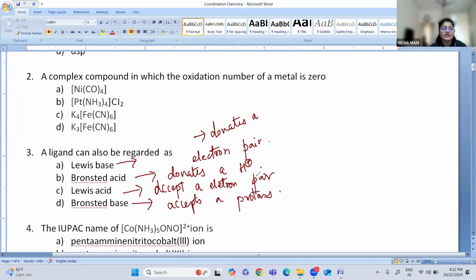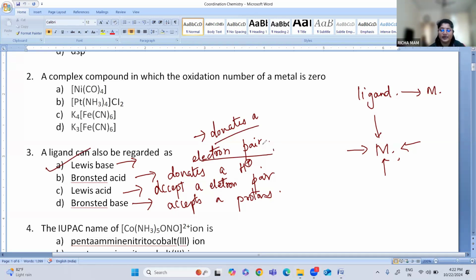Now, which is the correct answer? What we have already discussed: a ligand is attached to the central metal atom. The metal will be in the center and the ligands will donate the pair of electrons. So the ligand is regarded as the Lewis base, because it donates the electron pair to the central metal atom in the coordination compound. Your definitions are very important, so you need to know them. Fine, let us go for the next one.